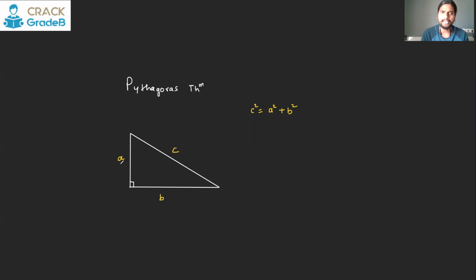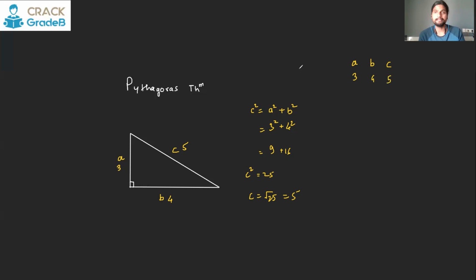That means if we say A is equal to 3, B is equal to 4, so 3 square plus 4 square, that is 9 plus 16, which is 25. 25 is C square. So C becomes under root of 25, meaning 5. So the third side becomes 5. So if three sides of a triangle are 3, 4, 5, that means that is a right angle triangle because it follows the Pythagoras theorem. So it's vice versa also.